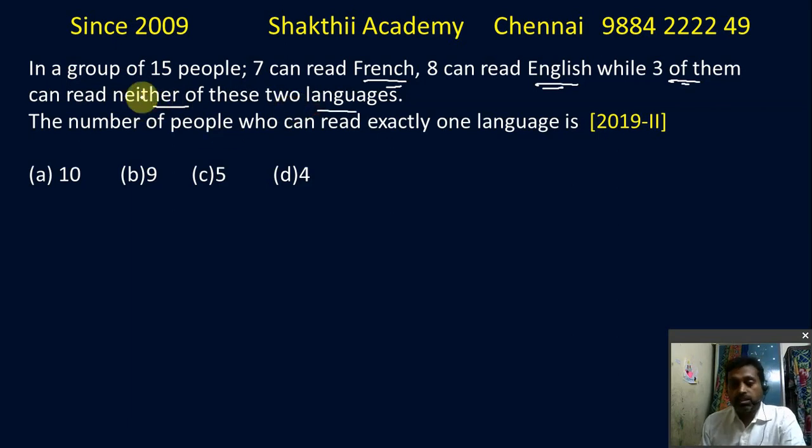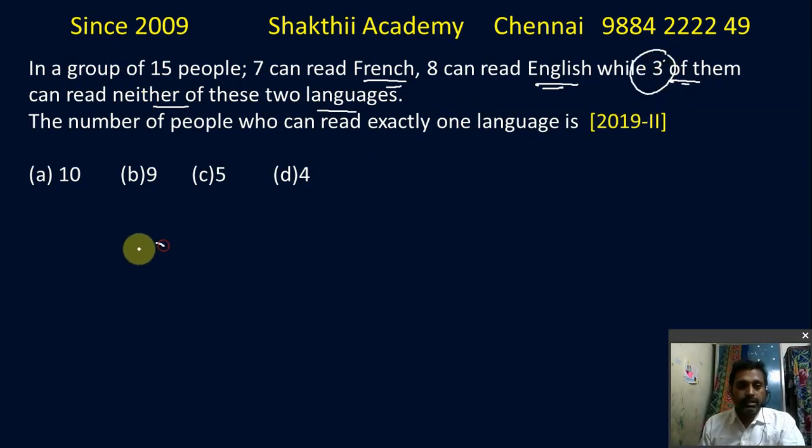First we need to understand what is the meaning of neither. Neither means they will not speak both the languages. That is English or French. Any one of the language also they will not speak. How many people are like that? 3 people are like that.